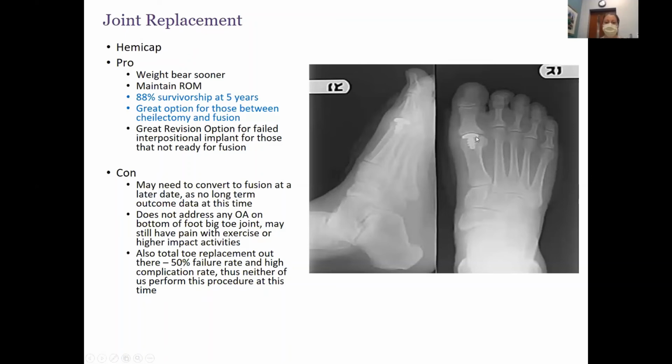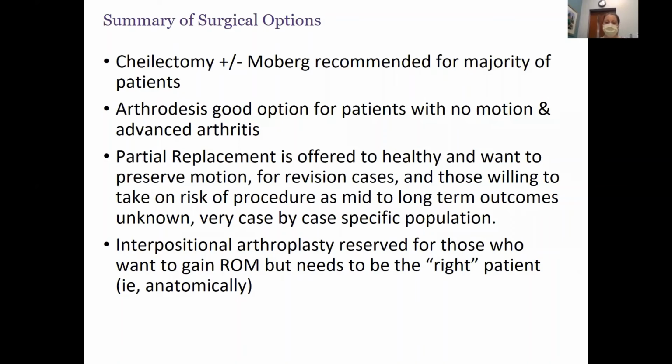But like I said, I am not performing that procedure anymore. So just in summary, surgical options for the big toe. So the cheilectomy Moberg, that's the removal of bone spurs plus or minus that extra little cut in the bone. We do that for a majority of patients.